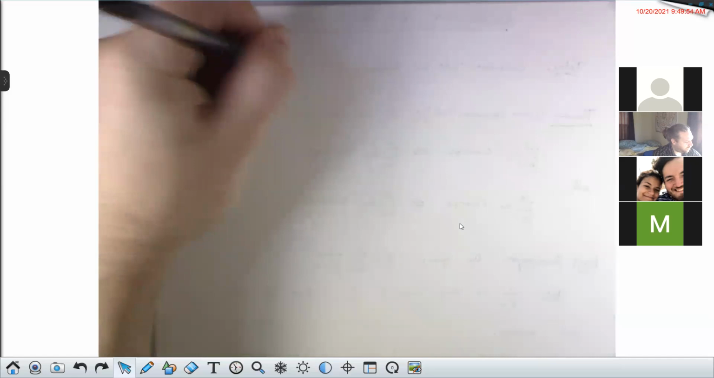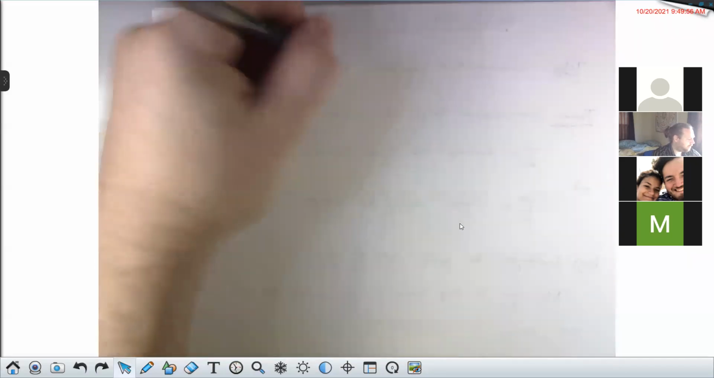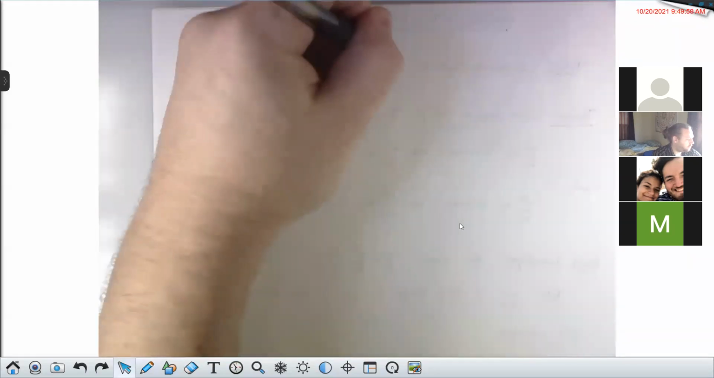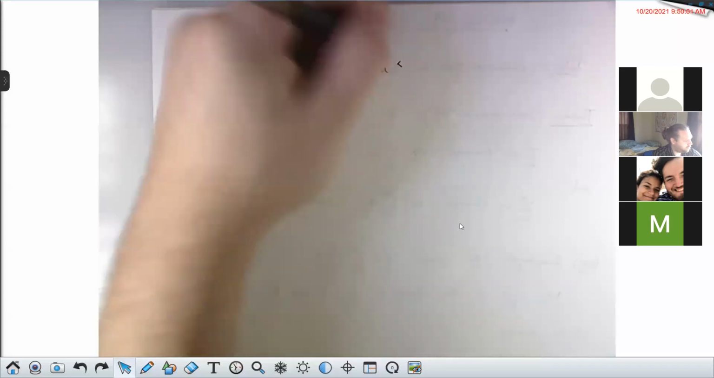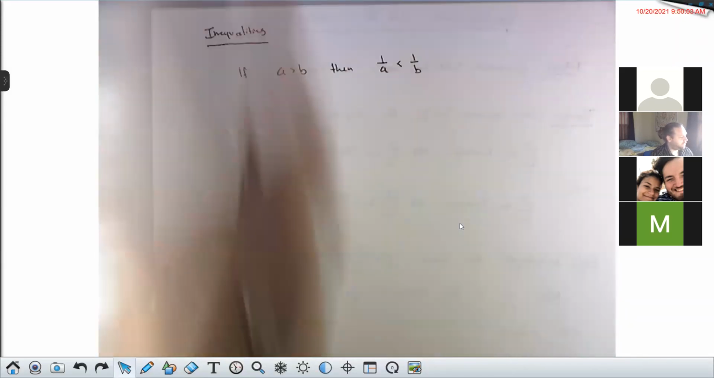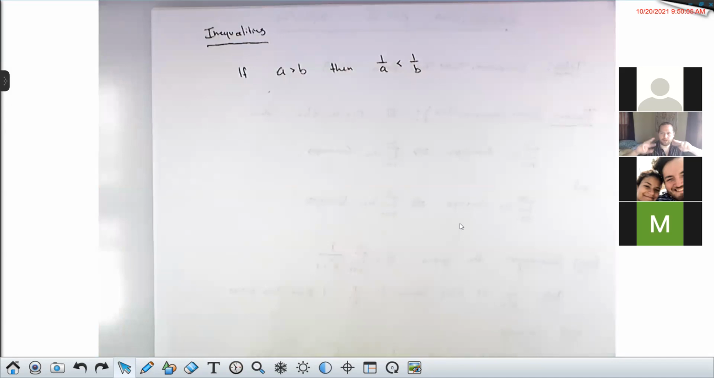If A is bigger than B, then 1 over A is going to be smaller than 1 over B. You can take reciprocals on both sides of an inequality, and the sense of the inequality flips over. So like 10 is bigger than 3, and 1/10 is smaller than 1/3. So if you have a smaller denominator overall, then the whole fraction is going to be bigger. This is a very useful fact.